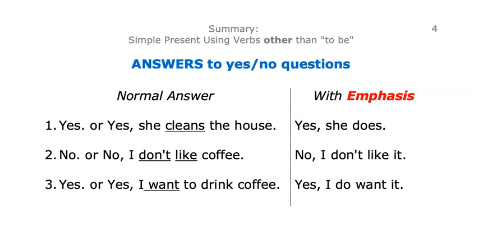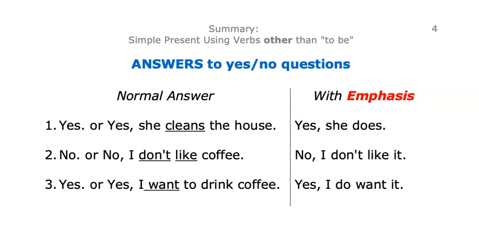For number 2, do you like coffee? I can answer no, no, I don't like coffee, or no, I don't like it. Now notice, whenever we're making a negative, we have to use the verb to do. Number 3, do you want to drink coffee?